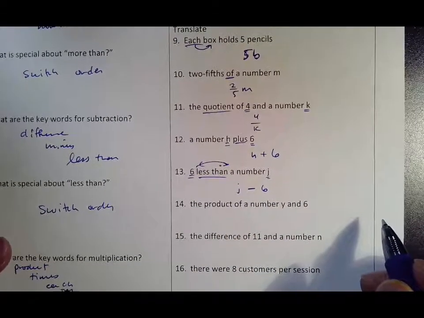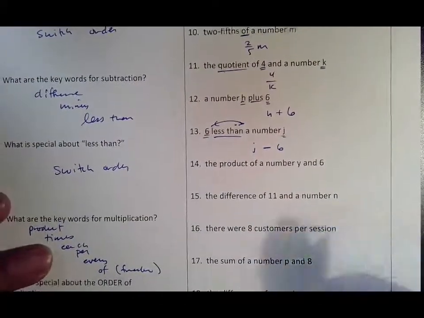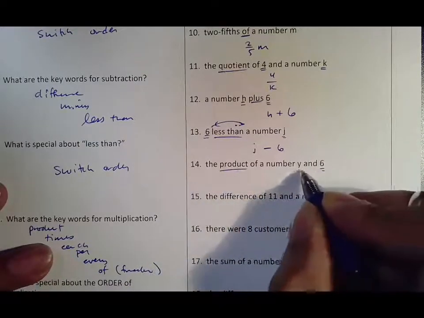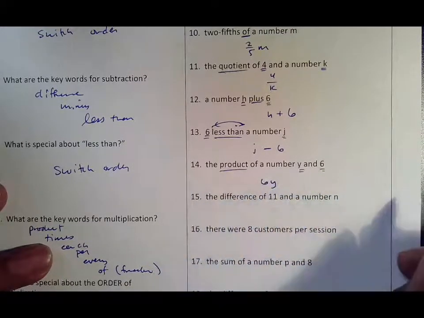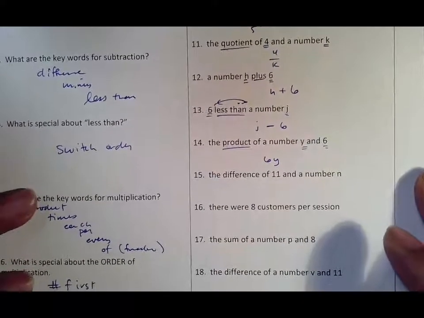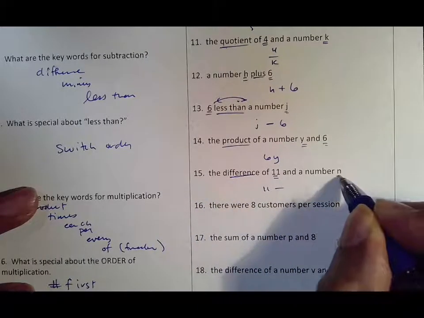Just pay attention to how I actually have to respect the order of what's there. And once you learn to respect the order of what's there, everything else will kind of fall into place. Again, product. When I respect the order, I know product means take these two things, number first, variable second, no sign. Don't put the dot, don't put the X, don't put any of that stuff. It's just 6Y. Difference means subtract. This is first. This is second.